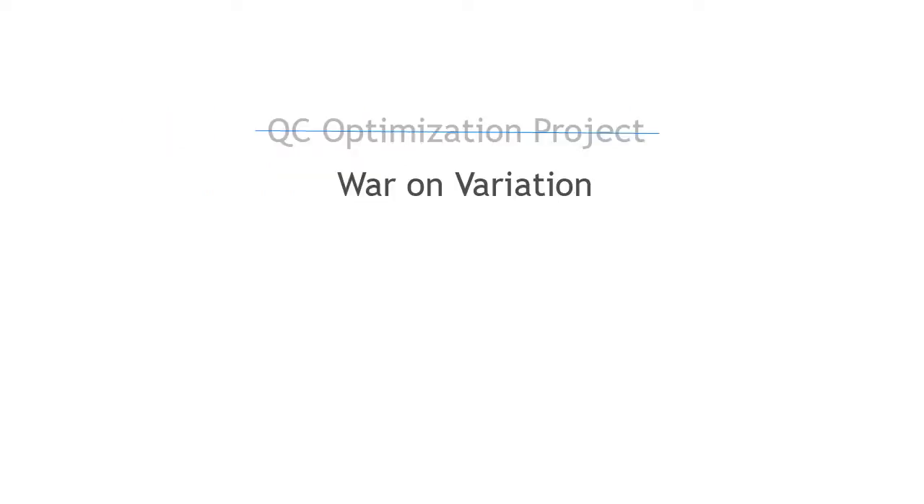By the end of this series of videos, you'll understand why we call this project the QC Optimization Project. I think it also could be called the War on Variation. In fact, that might be a better name because the whole point is to reduce variation in our testing processes.